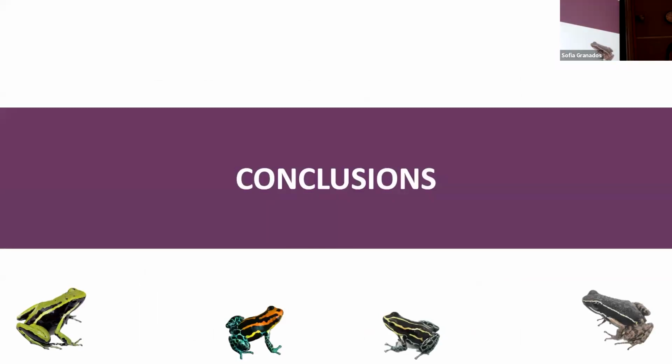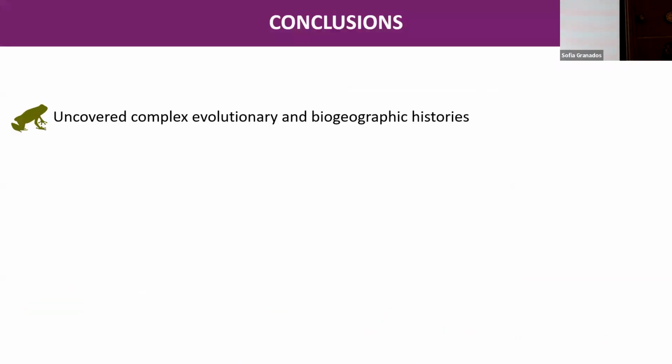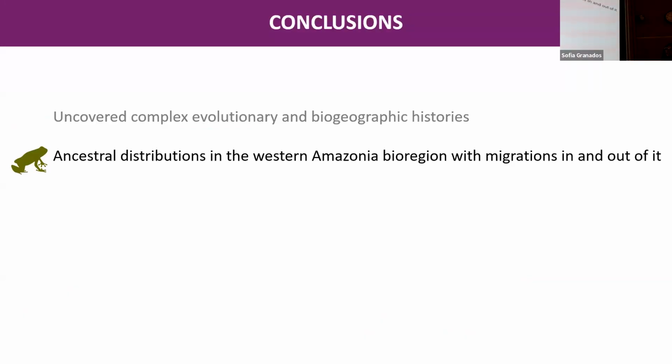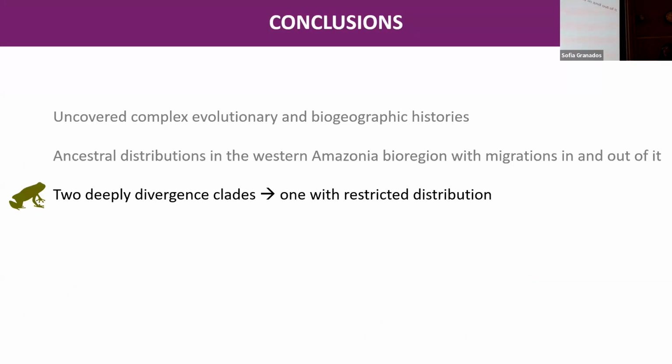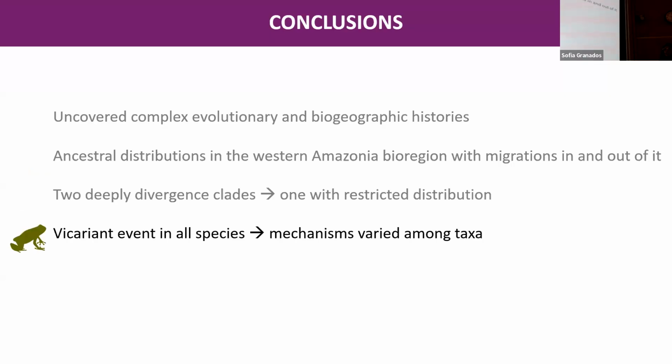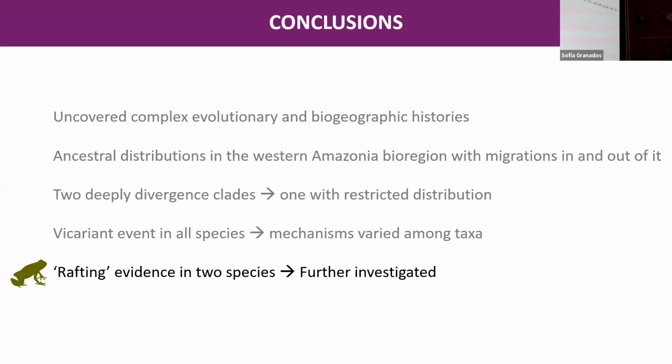I'm just going to go very quickly with my conclusions. I uncovered complex evolutionary and biogeographic histories. I detected ancestral distributions in Western Amazonia with migration in and out of it. In all of these species, we had two deeply divergent clades, where one was restricted and the other one expanded its distribution. We detected vicariant events in all species, however, with different mechanisms. Then we have rafting events for at least two species. However, this needs to be further investigated.